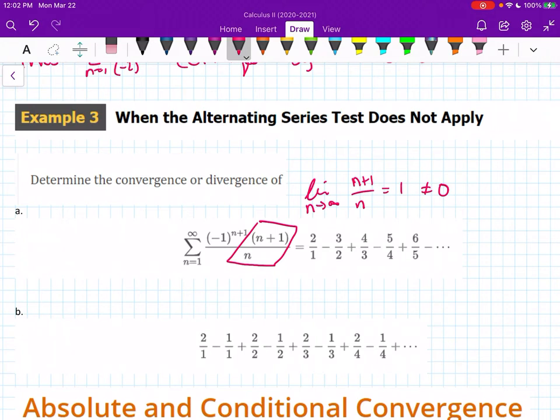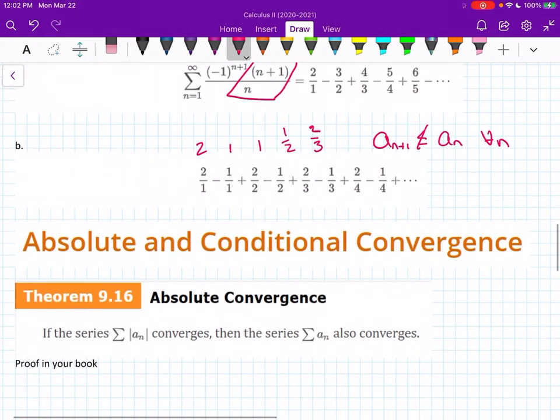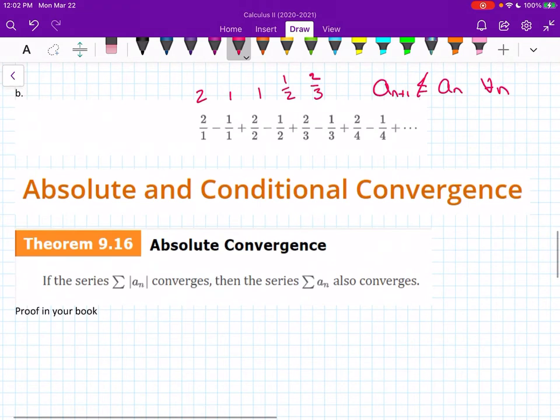In the second condition, if I just look at my terms without the positive or negative, I have 2, 1, 1, a half. So it's not always decreasing. 2/3. This is an example of the second condition not working, so a sub n plus 1 is not less than or equal to a sub n for all n. Okay? All right, next example, absolute and conditional convergence.